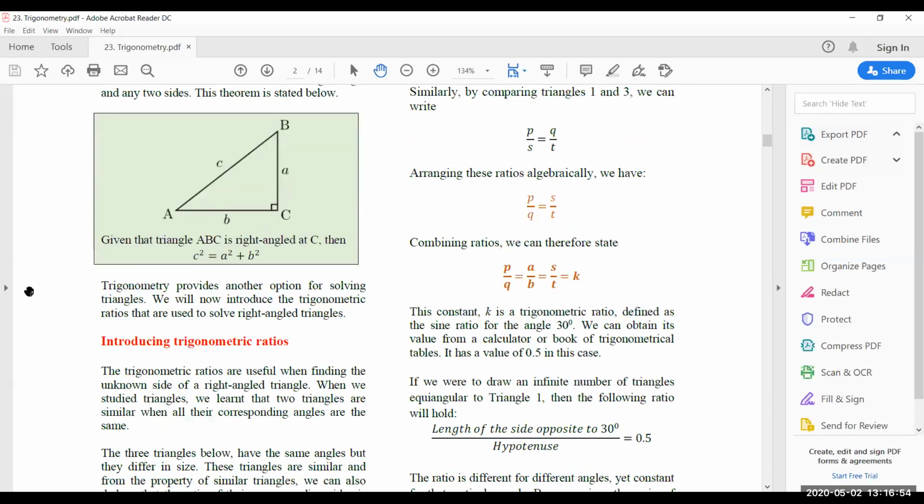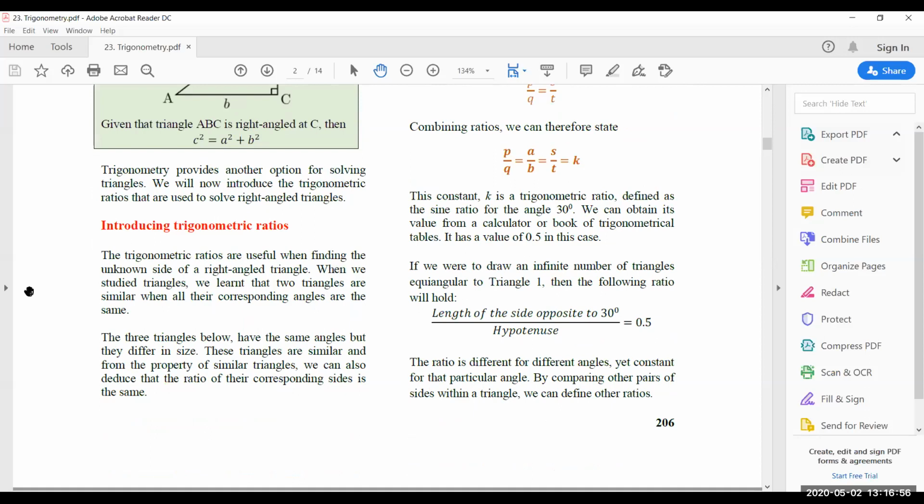What is most important is the trigonometric ratios, right? So introducing trigonometric ratios. The trigonometric ratios are useful when finding the unknown side of a right angle triangle. When we study triangles, we learn that two triangles are similar when all their corresponding angles are the same. We did that when we did congruent triangles and congruent shapes.